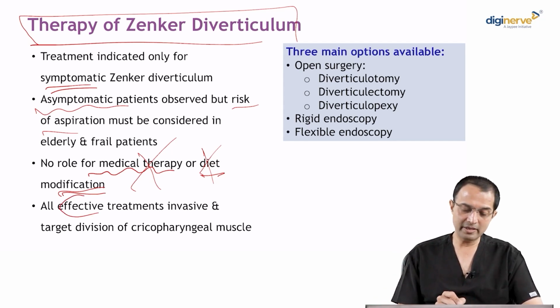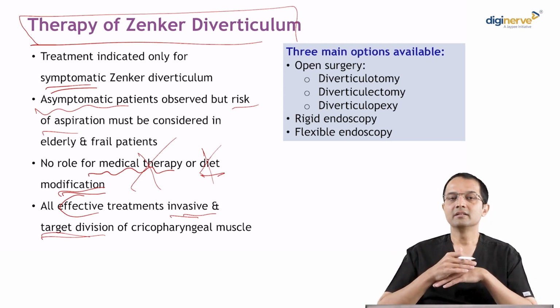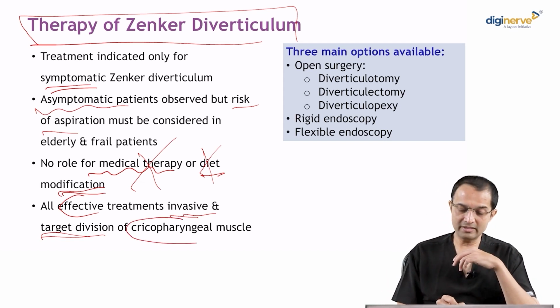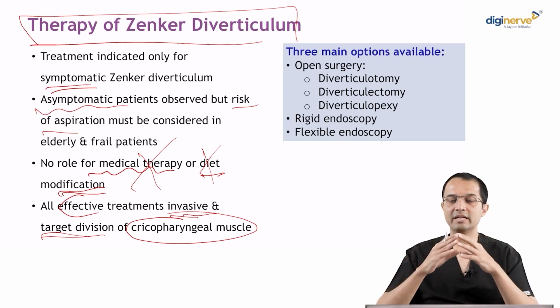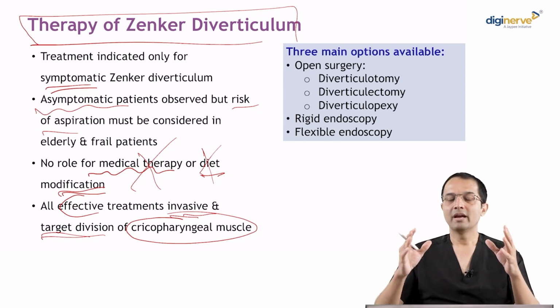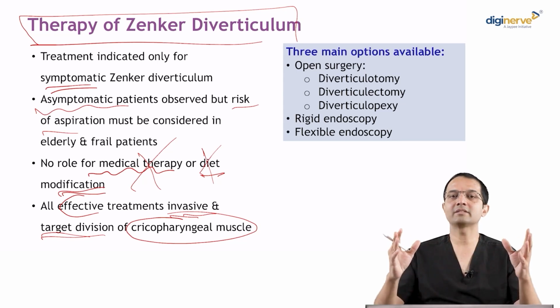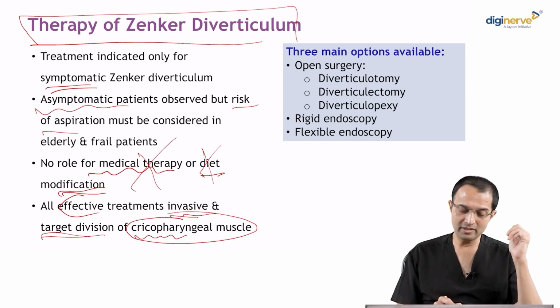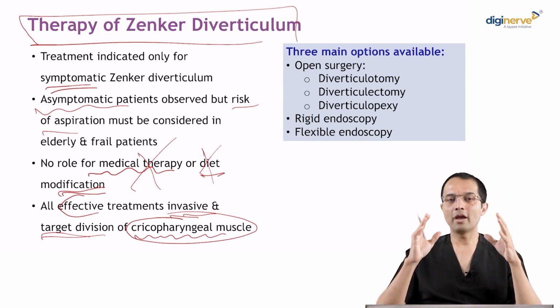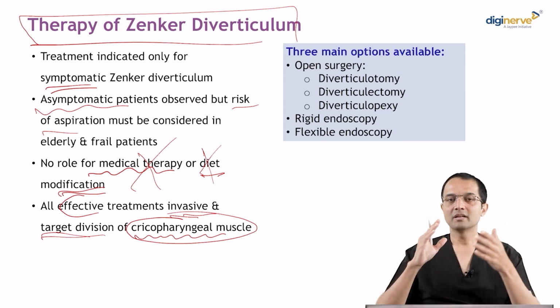All the treatments which are effective are invasive and they target the division of the cricopharyngeus muscle. We know the problem muscle is the cricopharyngeus muscle. It is not relaxing, and whenever a muscle is not relaxing, we do a myotomy. Here most of the patients will have myotomy, cricopharyngeal muscle cutting.